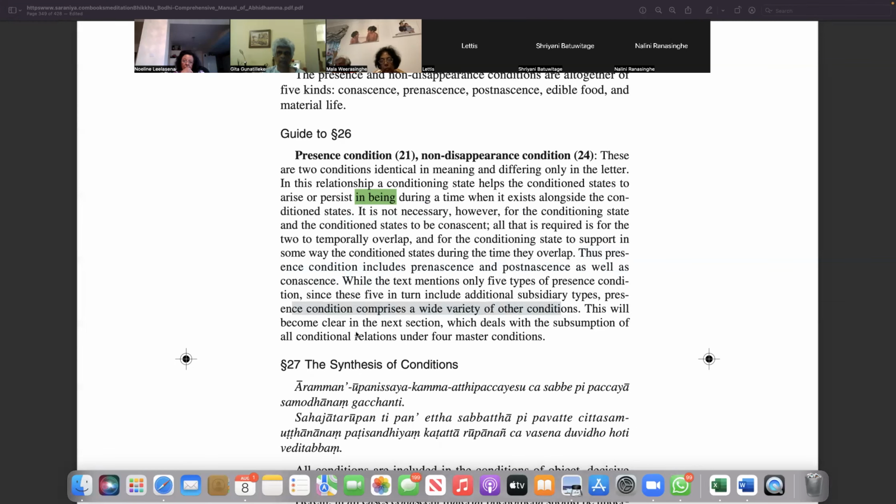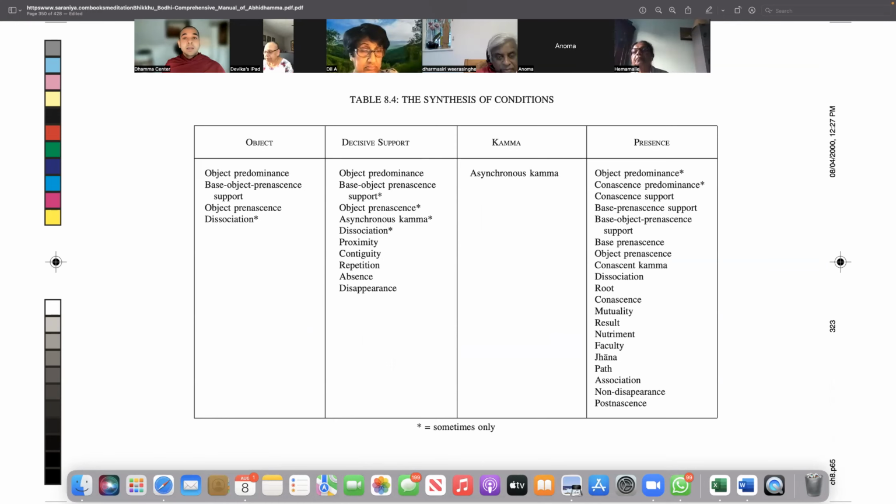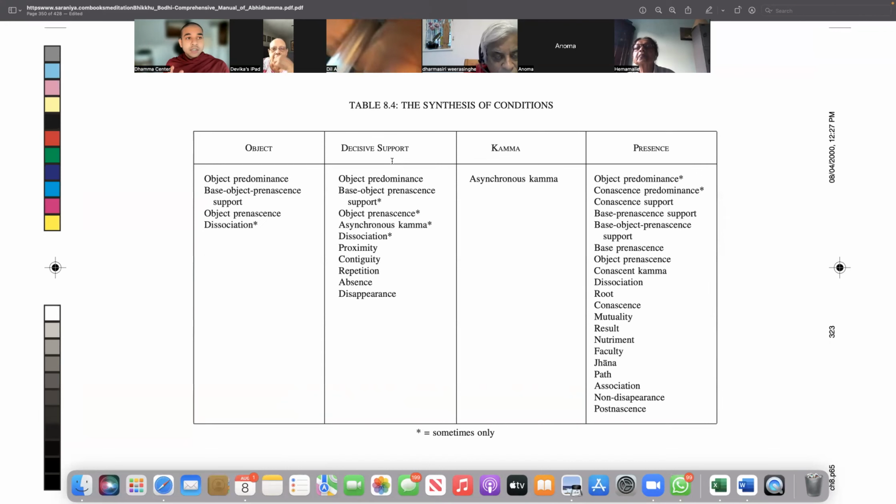This will become clear in the next section, which deals with the subsumption of all conditional relations into 4 master conditions. Let's just look at the 4 master conditions. Now you see this whole big thing here. Right? Here is what it deals with. I won't overwhelm you right now. But this is where we need to have, are you all with me? Forget your chart and just look at this chart, yeah? For this moment.